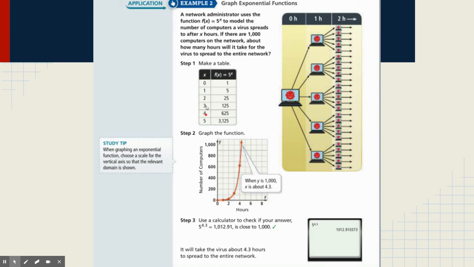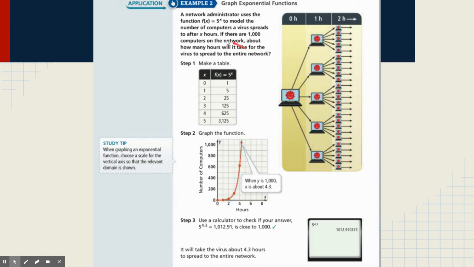Set your x values. Again, use easy numbers to work with. Then for every x value, plug that in for the exponent of x, and you determine the y values. You can see here again, exponential increase. And again, you can see this in the graph as well.